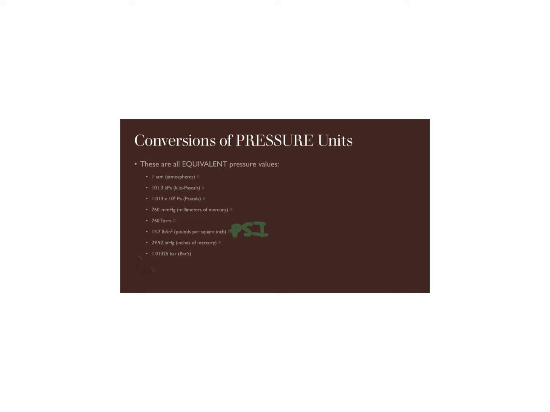That's one you should be familiar with. Inches of mercury, very similar to millimeters of mercury, and then finally bar, and you can think of barometer. So these are all different pressure values, and they're all equal to each other, just like you would say that 12 eggs equals 1 dozen. Okay? So these are all equal to each other, so you just have to convert from one to another.